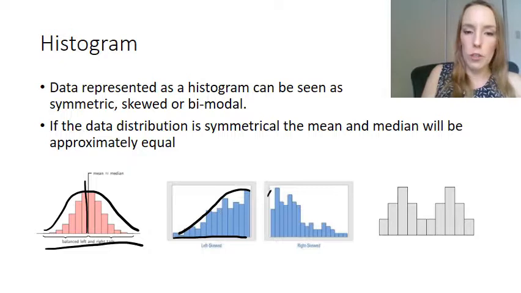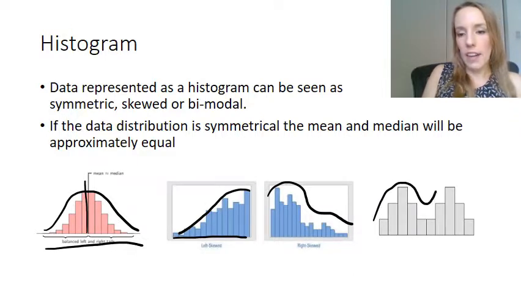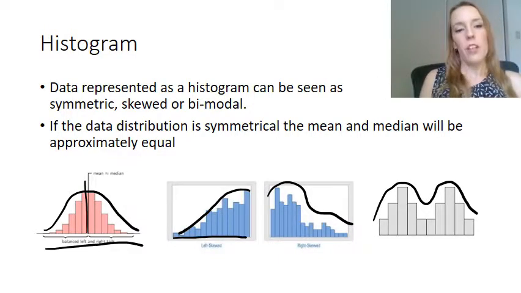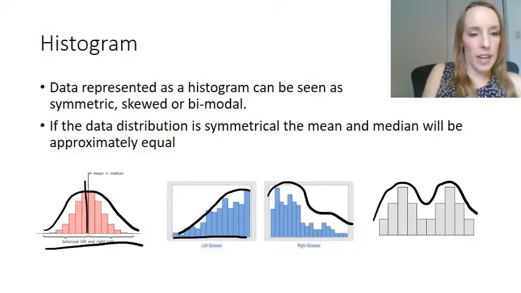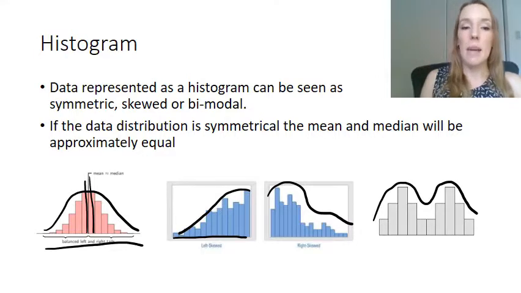Or we can have right skewed, which is obviously the opposite, where it's pushed the other way. We can also have bimodal data, so this is when there is a double bell curve, so there's two peaks. If the data is distributed symmetrically, like our first one here, where it's even on the left and the right side, the mean and the median will be about the same.